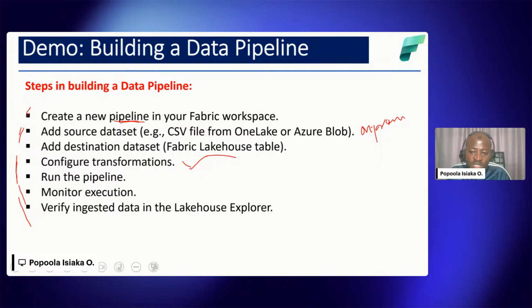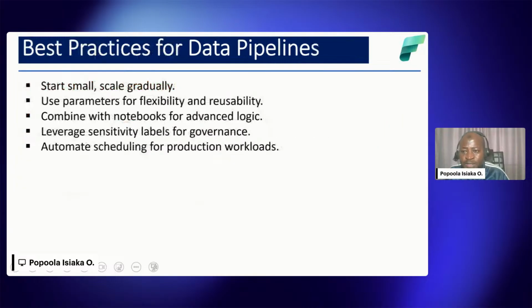When we didn't configure correctly, which was done in order to explain further, we saw that when we tried to validate our pipeline, there were some things that we didn't do, and immediately we did it correctly, we saw that the pipeline actually ran. Right. We also ran the pipeline. We also monitored execution. We also verified ingested data in the Lakehouse Explorer. All right, so that's about the demo.